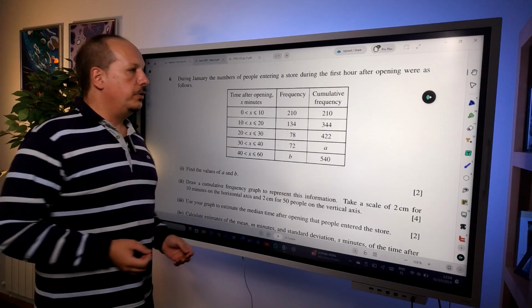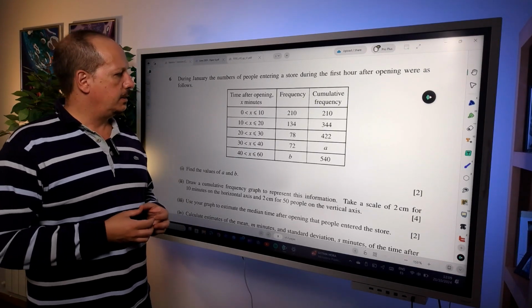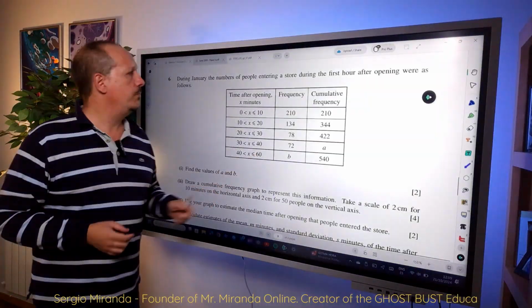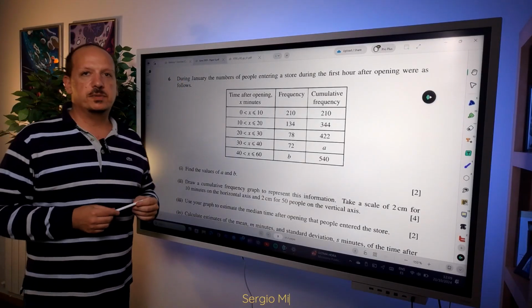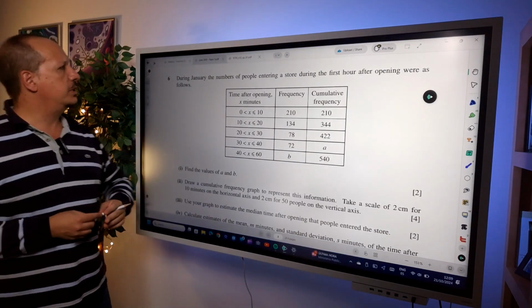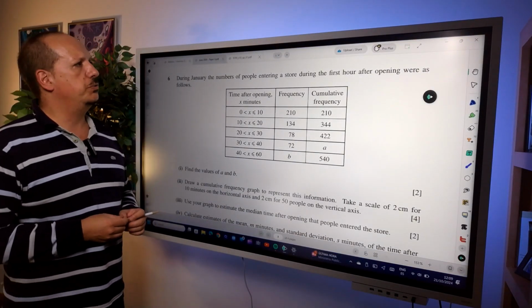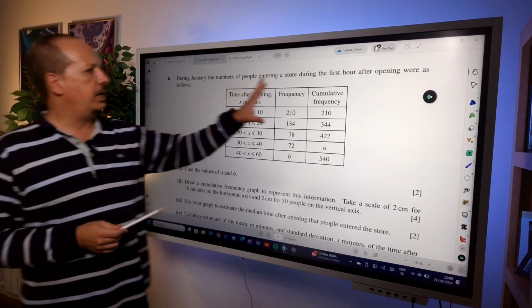Let's now solve a few exam questions regarding this last lesson on statistics, the first of which is this question 2. This question 6. This is a June 2009 paper 6. And the question says this. During January, the numbers of people entering a store during the first hour after opening were as follows. And here you have all the information.